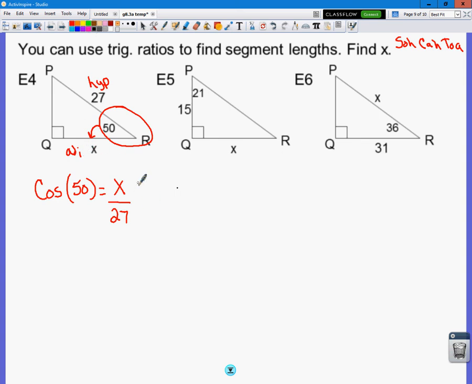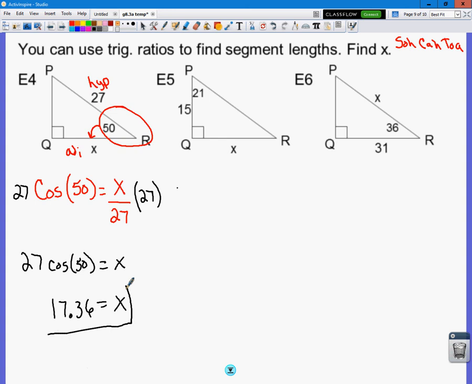And to get x by itself, I'm going to multiply by 27. And you should get 17.36. Questions, anybody?